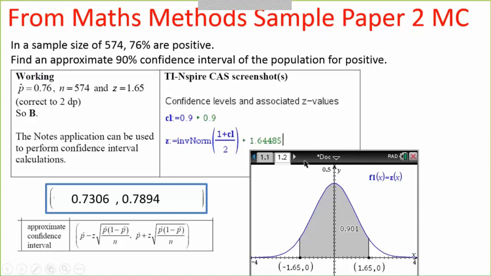I also did a little picture of this, using the Nspire calculator. I think this is worth emphasising to students. Here you have the probability distribution curve. This one is standard, so it's centred on 0 with a standard deviation of 1. What it's saying is that if I go 1.65 standard deviations either side of the mean, I've got 90% of the distribution.